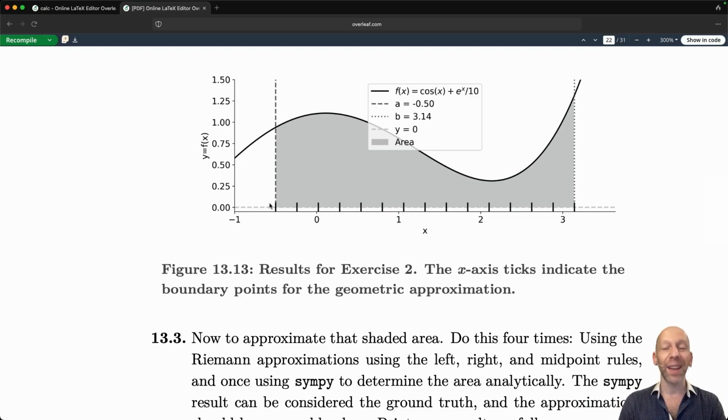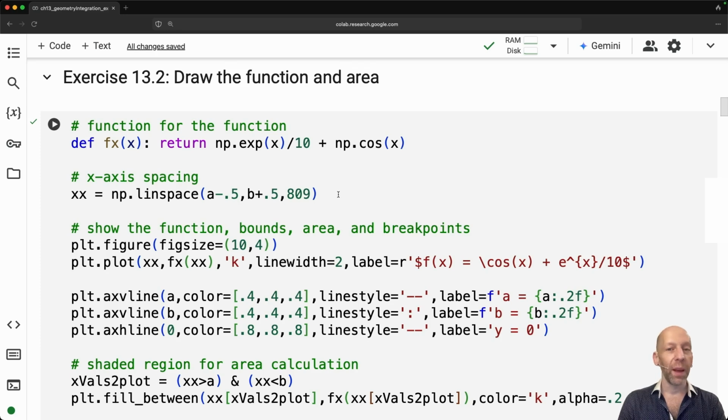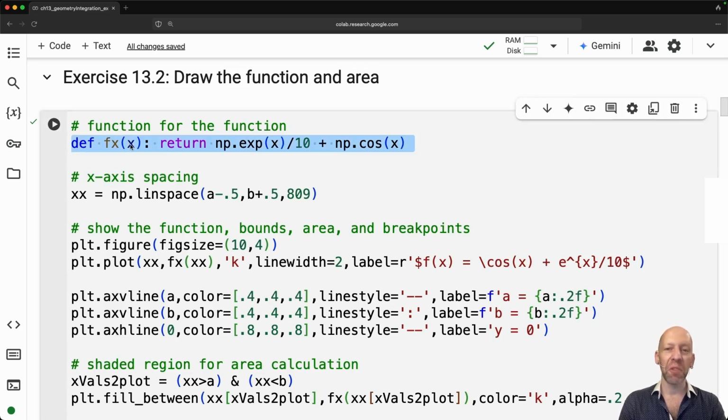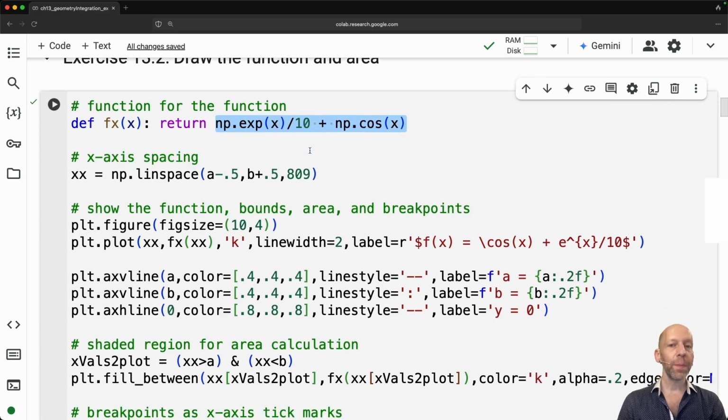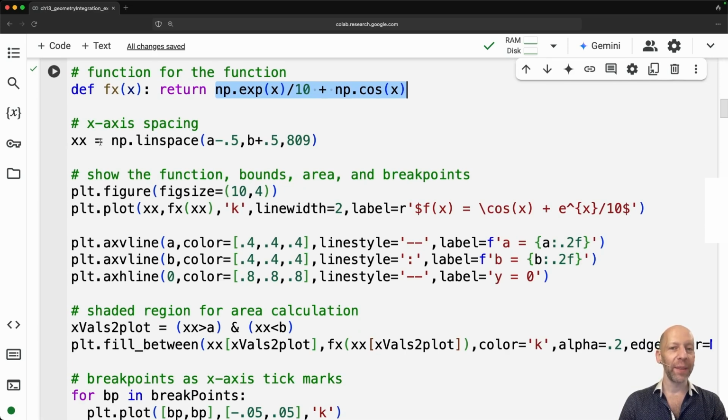Now, these tick marks are exactly what you created in the previous exercise. These are the breakpoints from the previous exercise. So here I have the Python function, very simple. You can write it out all on one line. You could also do this with a lambda expression if you prefer. That's all fine. The function takes x as input and returns the evaluation of that function for those x-axis points. And now here I have the x-axis grid for plotting.